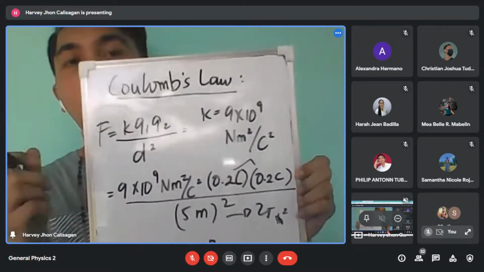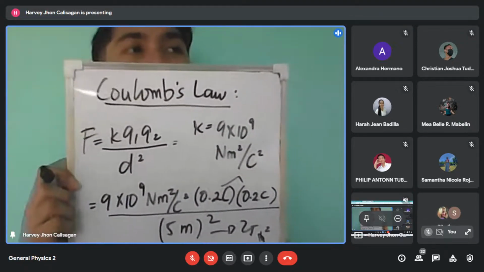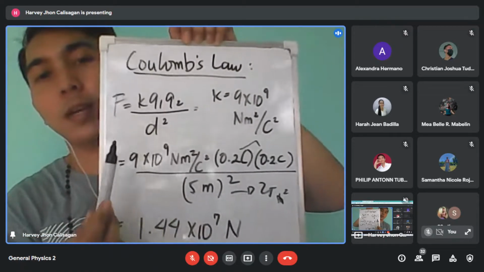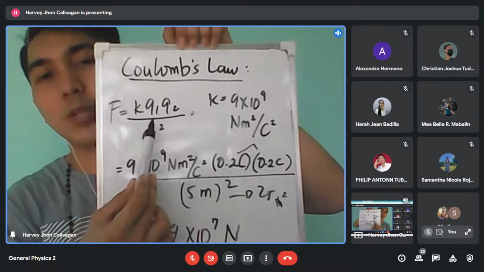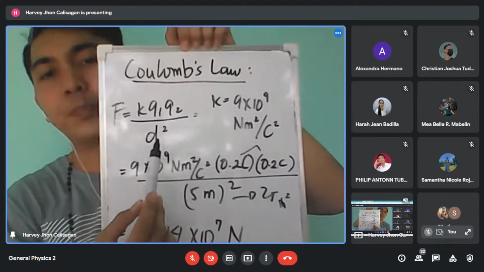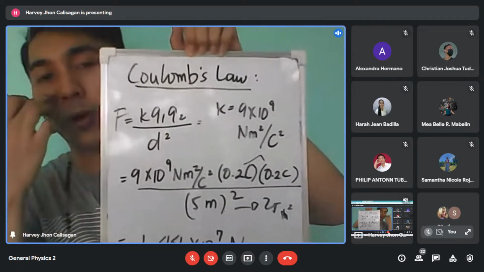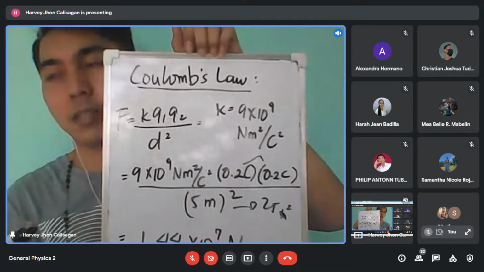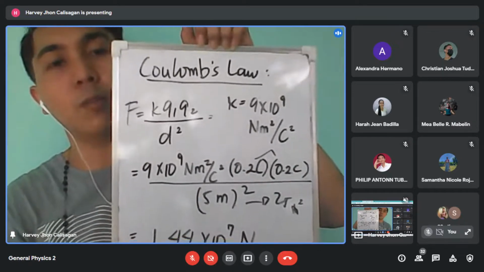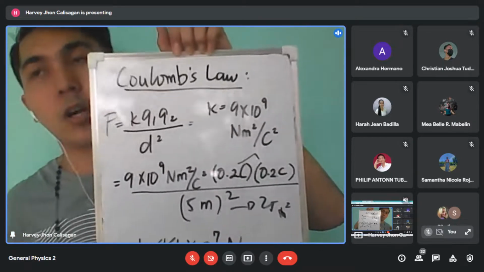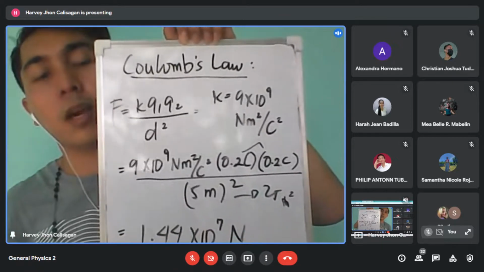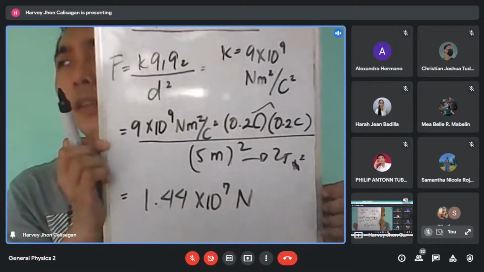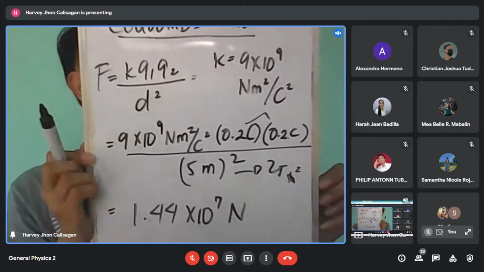So how to solve for the force, or electrostatic force. Of course, you have to be mindful about the formula. So we have F equals K times Q1 times Q2 divided by d squared, or r squared. Our K here has a constant value given by Coulomb, which is 9 times 10 to the power of 9 Newton meter squared per coulomb squared. So after you identify the givens, you just substitute the given values, class.